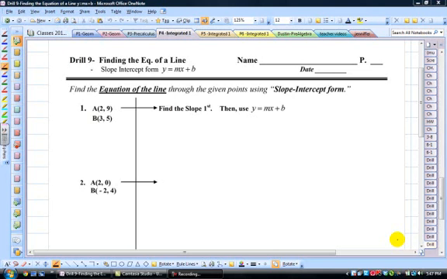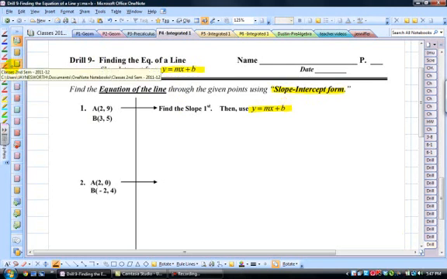Hey everybody, this is Mr. Ainsworth. We're going to get into drill number 9 here and go over how to find the equation of a line using slope-intercept form. And I'm talking about that famous equation called y equals mx plus b. That's called slope-intercept form.